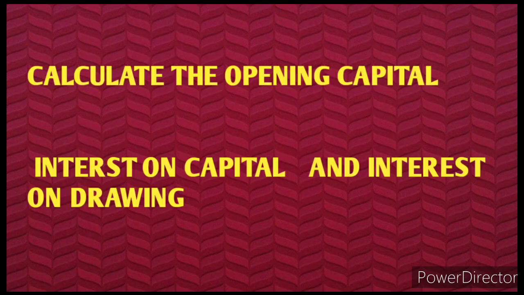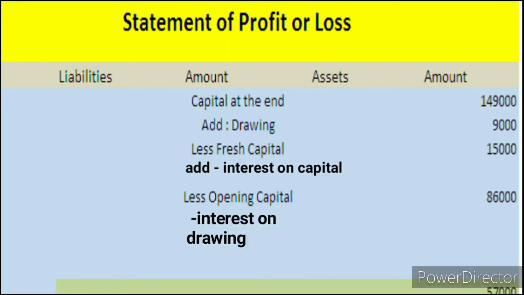Now one more important thing, many times the question is asked to calculate the opening capital along with the interest on capital, and interest on drawing is also given in the question. So how do we calculate the opening capital? Now we look at the same formula, then we will add interest on capital with additional capital because it is a part of capital, and minus interest on drawing. So whatever is the interest on drawing, that will be given. Basically interest on drawing is given through the drawing itself. So now we can make a little change in this formula too, right? We add interest on capital and minus interest on drawing, so our opening capital will come.